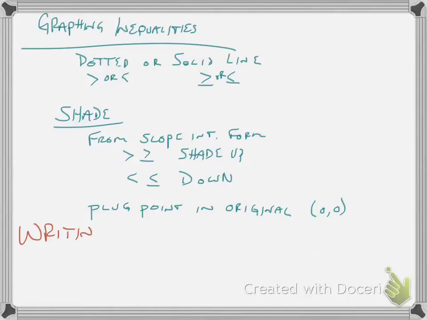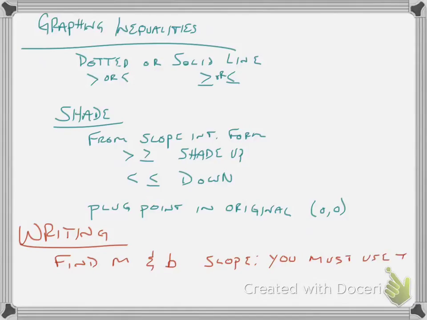For writing inequalities or equations, find the m and the b, the slope and the y-intercept. For the slope, you must use two exact points. The only difference for figuring out how to write the inequality is deciding which sign to use. I'm not going to write that, but you can if you need to.